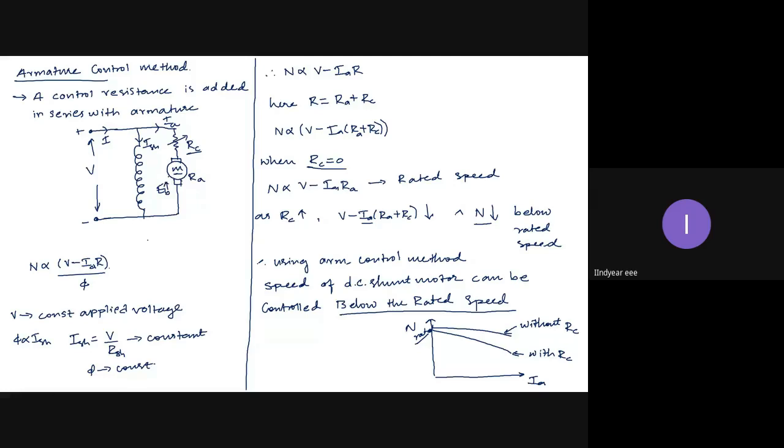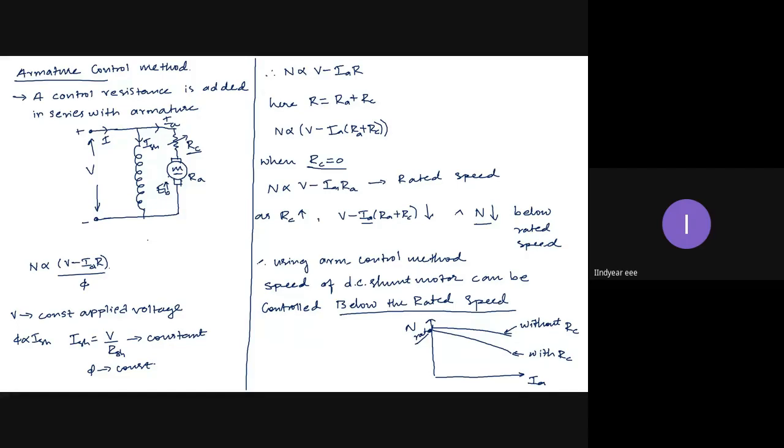So by varying the armature control resistance, I am varying the voltage available across the armature. That is, I am varying the back EMF, and by varying back EMF, I get variation in the speed. Initially, when the control resistance is kept 0, I get the rated back EMF induced in the armature. Therefore, the speed of the motor is at or near the rated value. But when I increase the control resistance, the voltage available across the armature decreases. That is, back EMF decreases. Therefore, speed decreases.